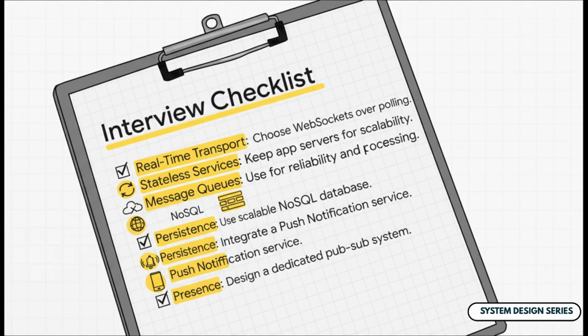So look, if you're ever in a system design interview and you get asked to build a chat app, this is your cheat sheet. These are the key talking points. Number 1, real-time means WebSockets, not polling. 2, your application servers should be stateless. It's the only way to scale. 3, you need a message queue for reliability. 4, use a NoSQL database for storing all those messages. 5, you absolutely need a push notification service for offline users. And 6, use a pub/sub model for presence. If you can explain these 6 things, you're golden.